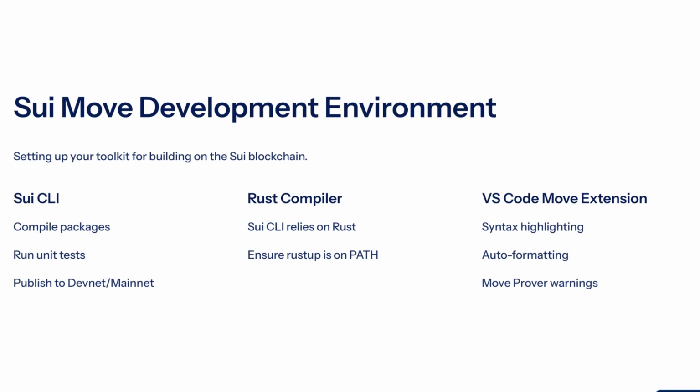Before writing a single line of business logic, we need a toolkit that speaks Move fluently. The beating heart is the Sui CLI. It compiles packages, launches a private validator swarm, runs unit tests, and publishes your artifacts to DevNet or mainnet, all behind one command set. Under the hood, those commands call the familiar Rust compiler, so having Rust on the path is non-negotiable. Finally, you'll want the VS Code Move extension for daily comfort.